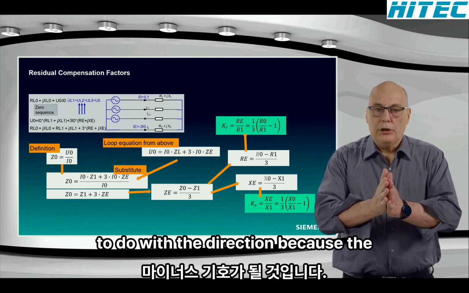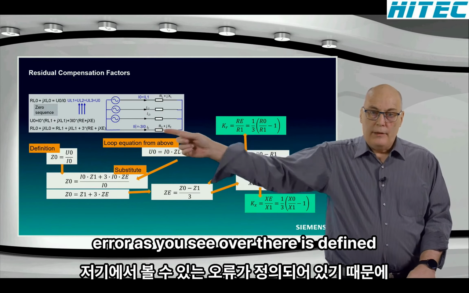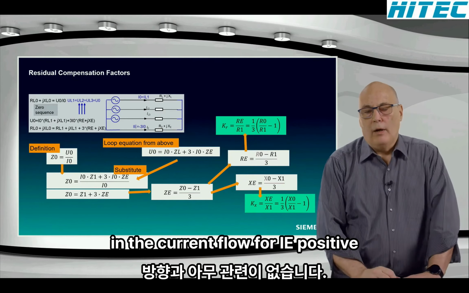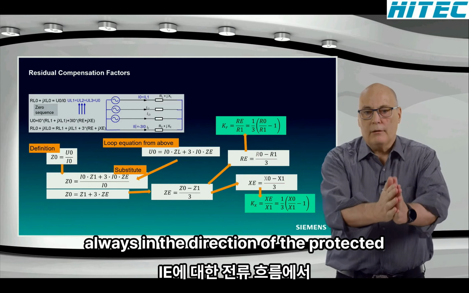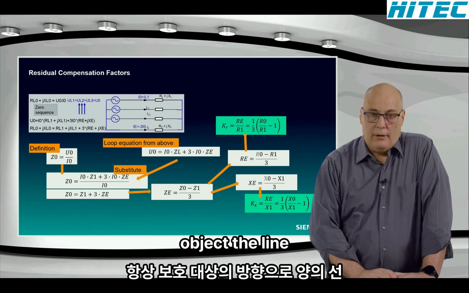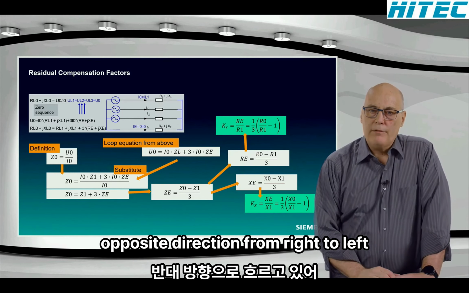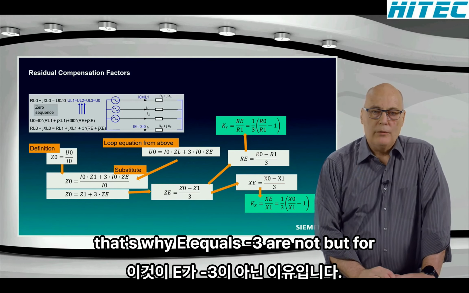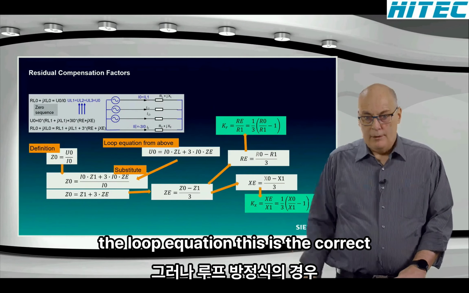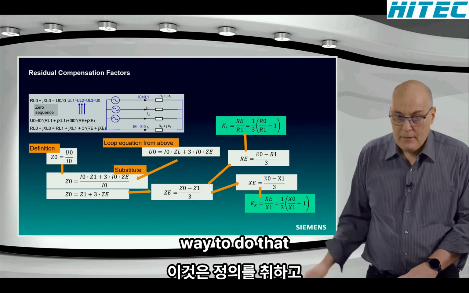It has to do with the direction, because the arrow, as you see over there, is defined in the current flow for IE, positive always in the direction of the protected object, the line, but the I naught is flowing in the opposite direction from right to left. So that's why IE equals minus 3 I naught. But for the loop equation, this is the correct way to do that.